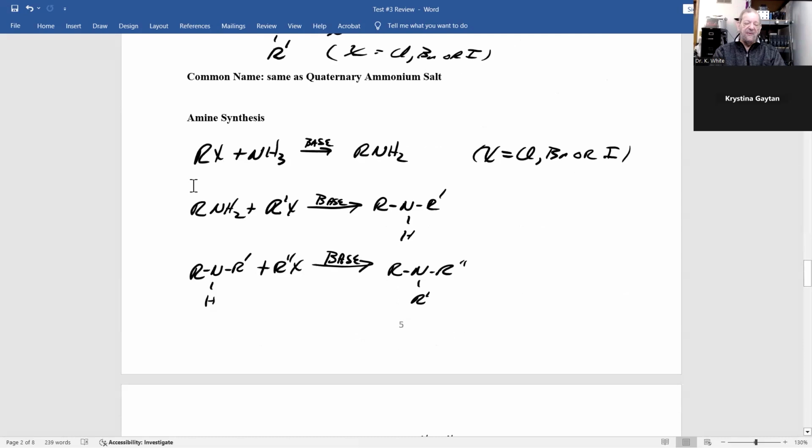Now, how do you make amines? Well, if you take an alkyl halide, RX, and react with ammonia in the presence of base, and I won't tell you the different bases you can use, I'll just put the word base, you get a primary amine.